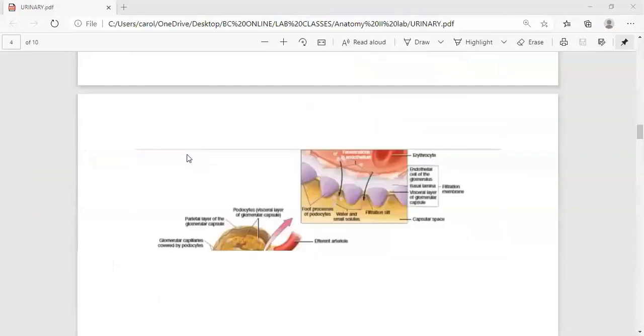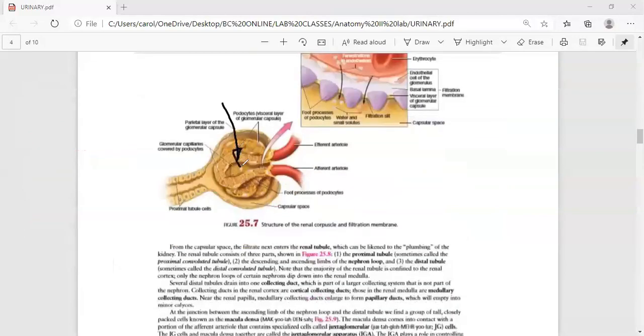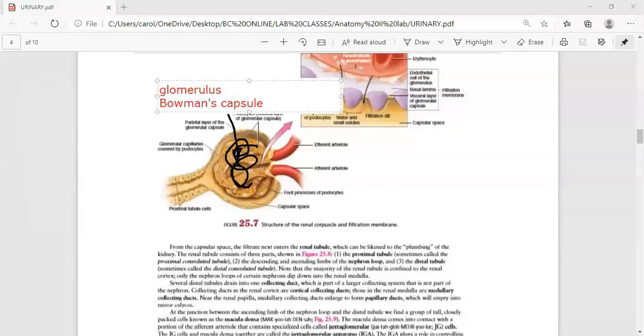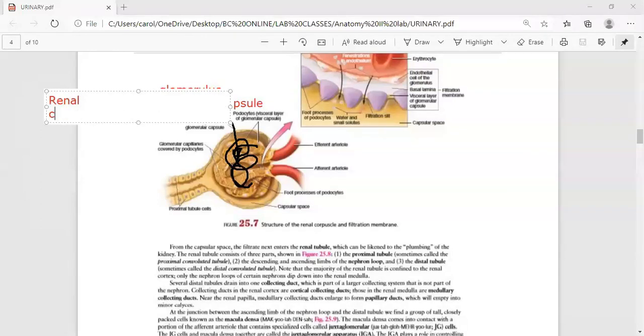Okay, so then if we scroll down right here, this is the fenestrated capillary. And that fenestrated capillary is going to be called the glomerulus. The glomerulus is going to be covered with a capsule called the Bowman's capsule. Those two, the glomerulus and the Bowman's capsule together, are going to form the renal corpuscle.